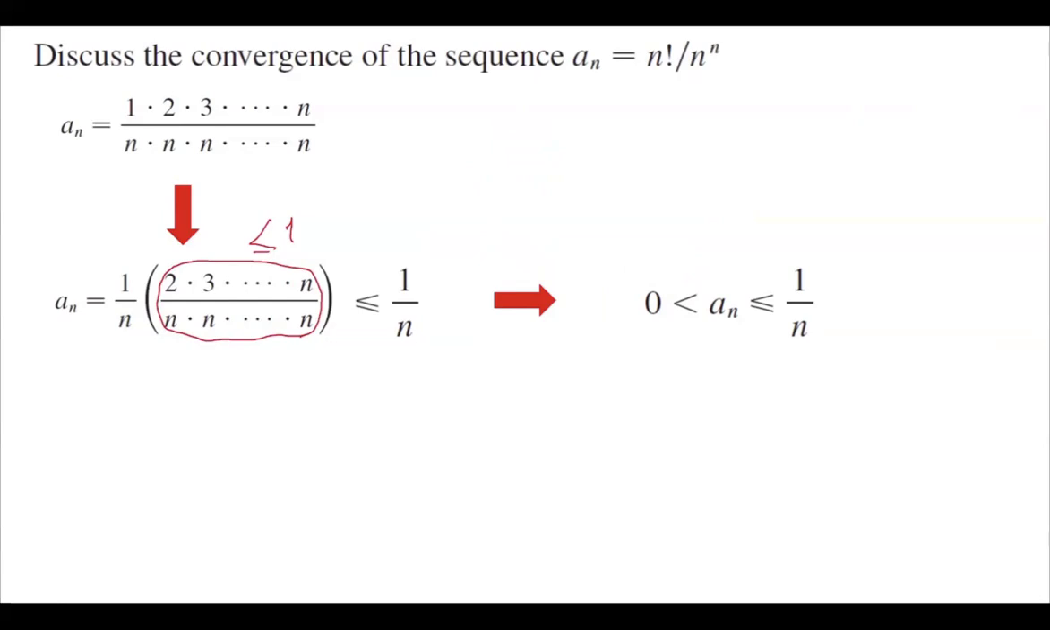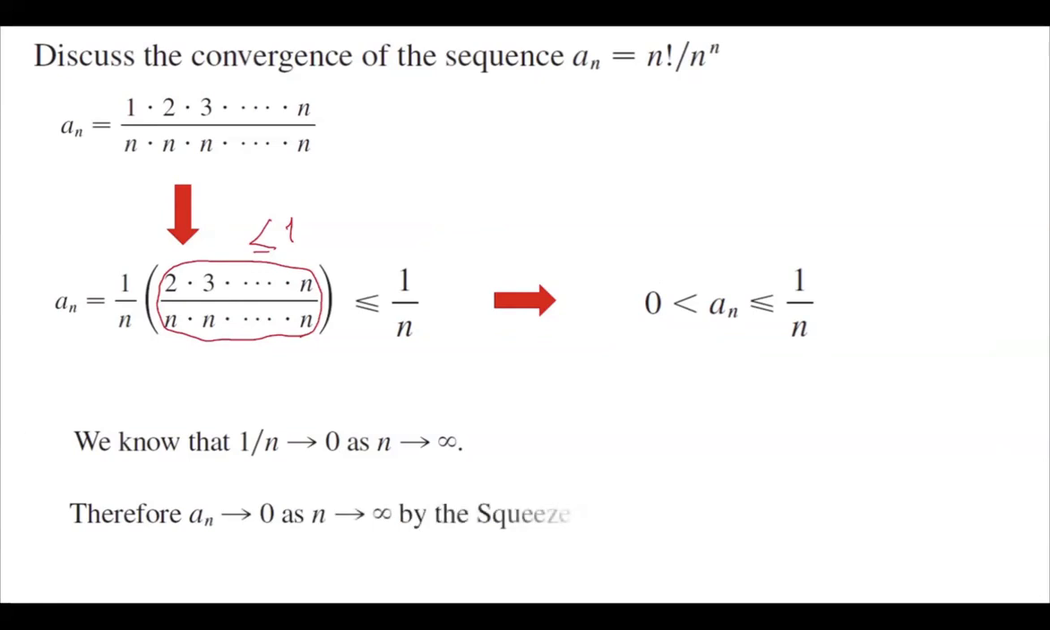Now, an, or the sequence that you have, is bounded between 0 and 1 over n. It is not a negative number, and it is not equal to 0, right? What's the meaning of that? It means that we can apply the squeeze theorem. We know that 1 over n as n goes to infinity is equal to 0. The limit on the right is 0. The limit on the left is 0. So the limit of the middle function must be equal to 0 by using the squeeze theorem.